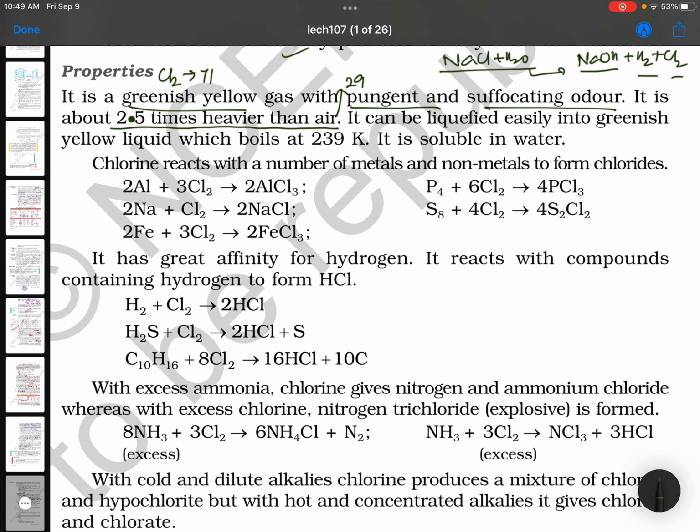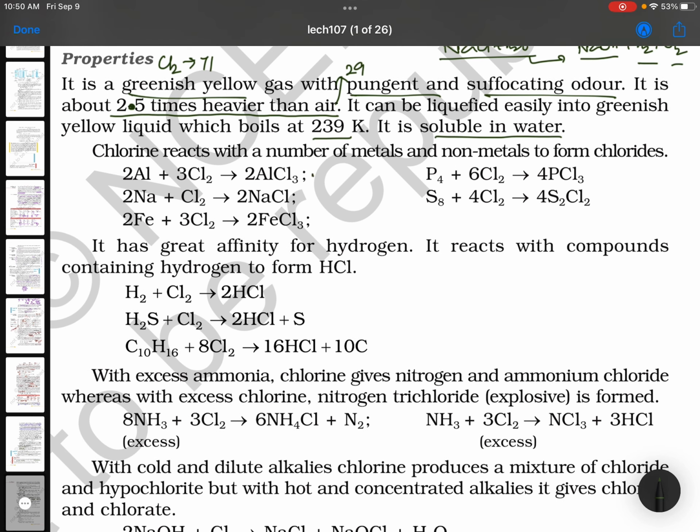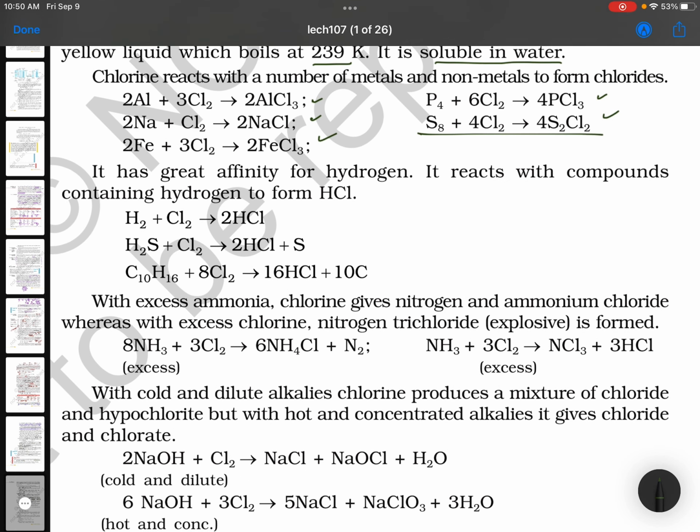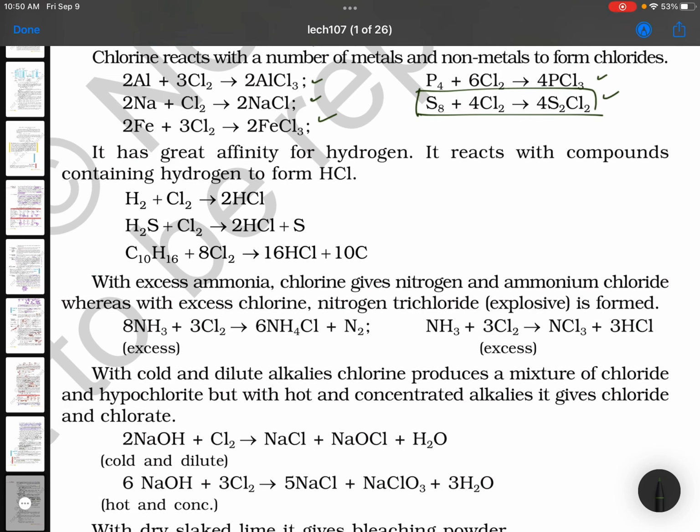It can be liquefied easily into a greenish yellow liquid which boils at 239 Kelvin. It is soluble in water. See all these reactions, nothing is there to discuss about this. Now this is something special, but no worries, they cannot be asked. It has great affinity for hydrogen. It reacts with compounds containing hydrogen to form HCl. So these reactions are a little interesting.